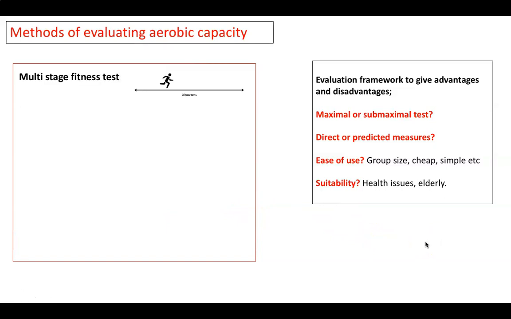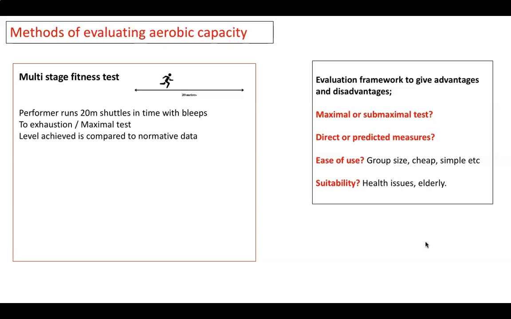Next one is the multi-stage fitness test. The performer runs 20-meter shuttles in time with bleeps. That's how we perform the test. This is a test to exhaustion. It's a maximal test again. The level achieved is compared to normative data, so that's how we measure it. So we get a level, we compare it to a table with normative data on and see if we're classed as excellent, average, and so on.